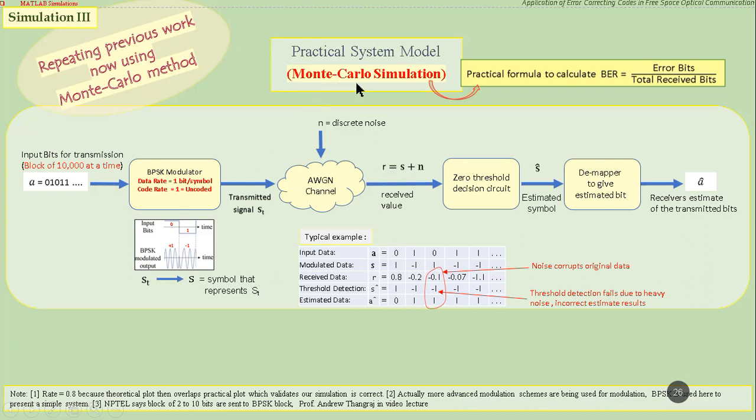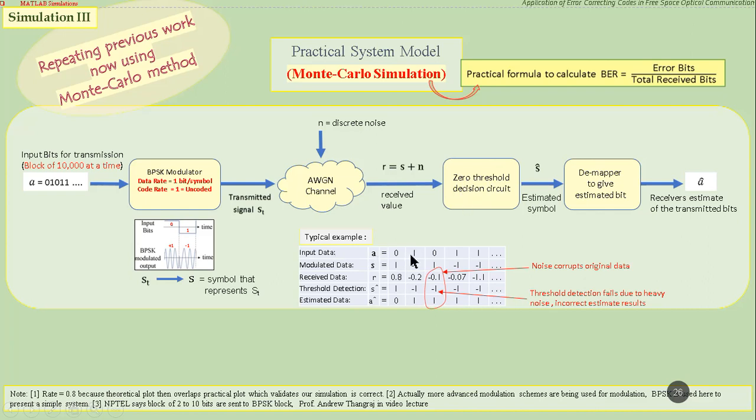We move towards Monte Carlo simulation, in which I will generate messages. The data rate will be 1 bit per symbol, and the code rate is 1. That means I am not putting any FEC encoding scheme here. We will do BPSK modulation, and the bits will be converted to waveforms, which I will represent with +1 and -1. These waveforms will be transmitted through the channel and received. Hard decision detection will happen.